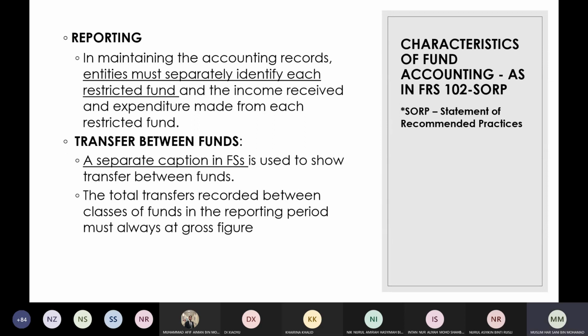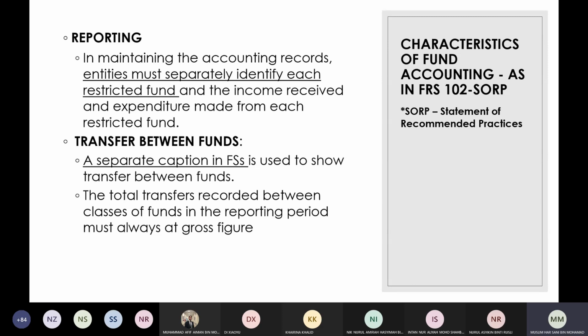Okay, a separate item in the face of the financial statement. So not only the accounting behind it, the accounting operations and entries, even the reporting, there should be a separate item showing transfer between funds. The total transfer recorded between classes of fund in the reporting period must always be at gross figure.